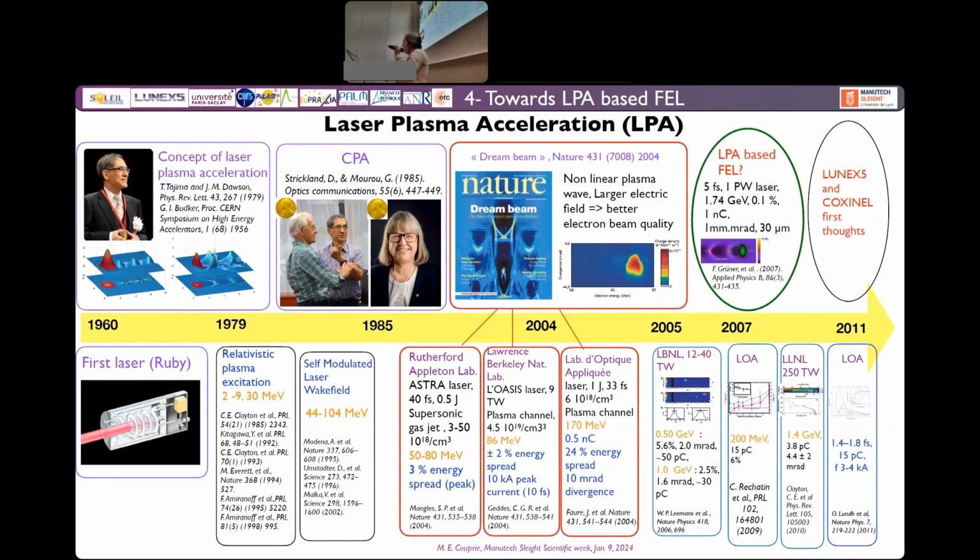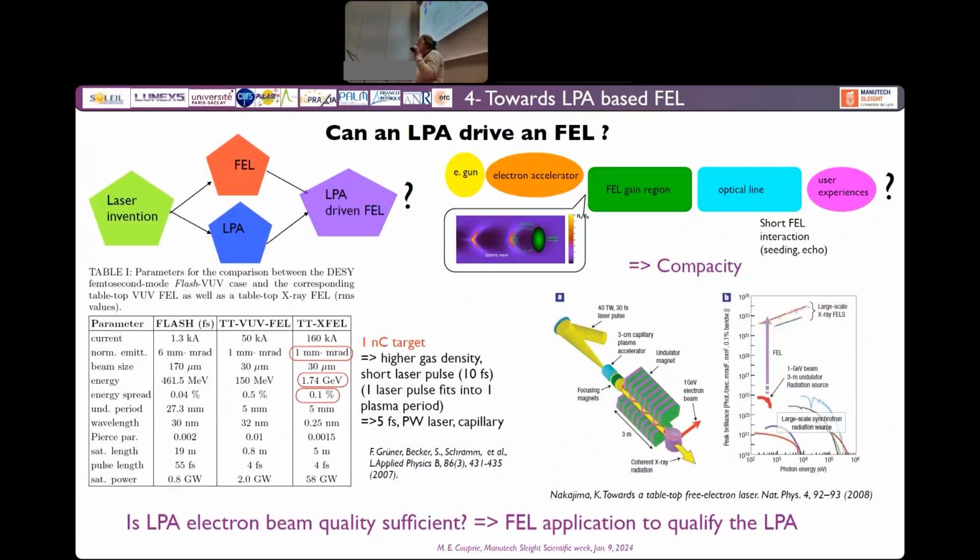So there was some new result at Berkeley and LOA, Livermore, and I will go along the question of what we do need for driving the FEL. So in more details, in the paper about the calculation for whether we could do an FEL with this 1 petawatt laser, you have here the parameters, which are the emittance and the energy spread.